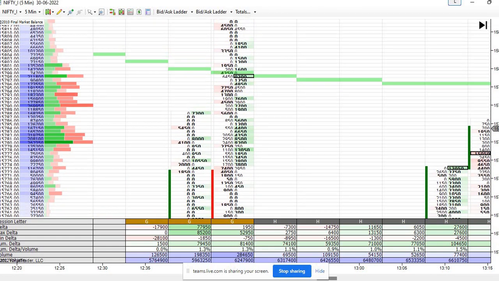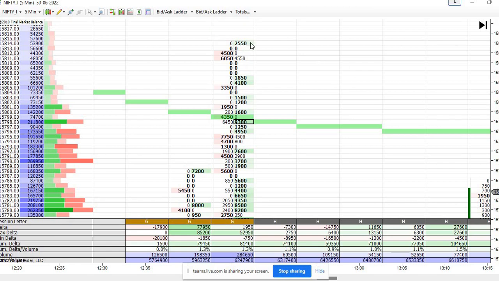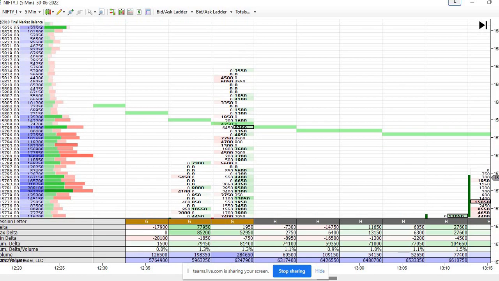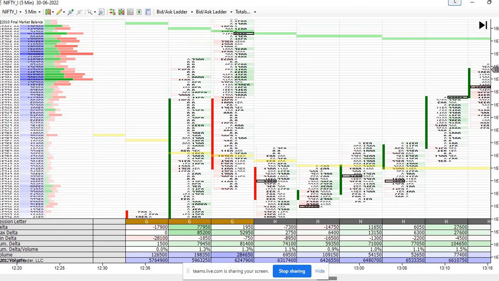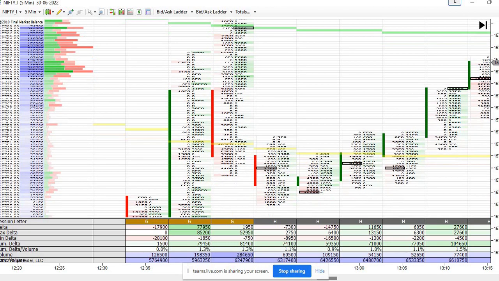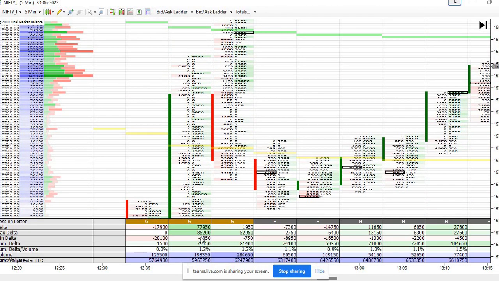Look at this. On that, I don't know what day it is, the market got reversed from the 15,800 level. It went up. Look at this nice delta. The first candle tried to move the market up, 77,000 delta. Big candle. Very big candle. Very nice big candle.